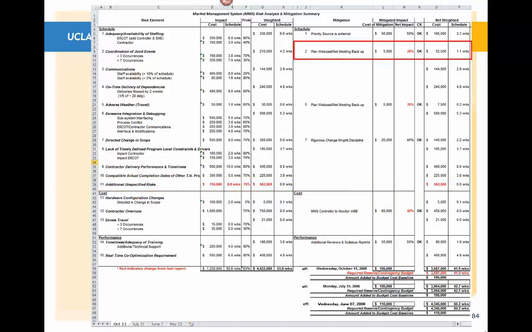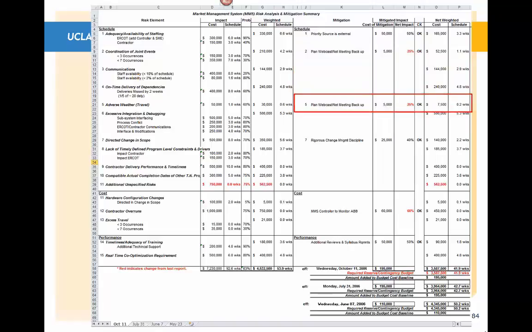Also, in the planned webcast meetings, the actual net impact actually dropped. They should be in green, by the way, and that's an error on my part. That should have been green instead of red because it was an improvement. And they went way down to 25%. In other words, you can see it was originally 210,000 weighted cost impact down to 52,000. So that's a significant improvement.